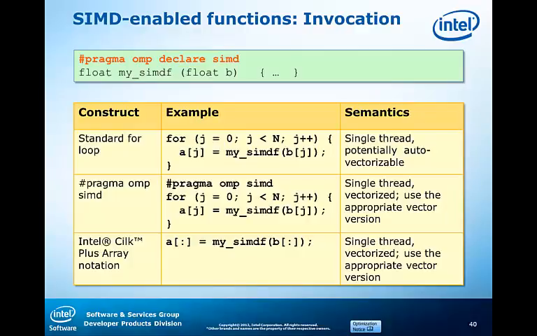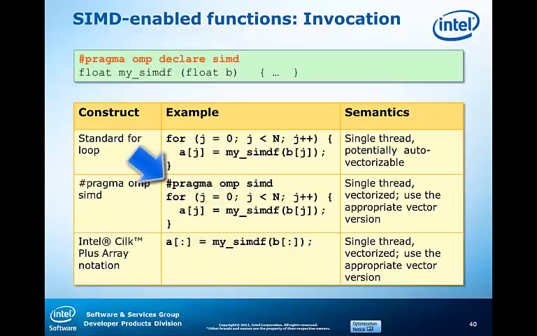So in this top line, please note that we are just calling the plain old original scalar version of this function, which has been generated for you by the compiler behind the scenes. The compiler will generate at least one scalar version of this function and possibly several vectorized versions. We can invoke the OpenMP declared SIMD version of the function in a couple of different ways.